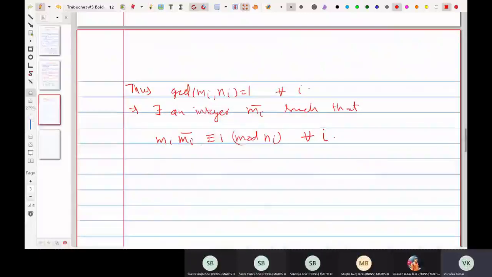Okay. So Mi bar is the inverse of Mi. Now consider capital X equals C1 M1 M1 bar plus C2 M2 M2 bar plus dot dot dot plus CR MR MR bar.